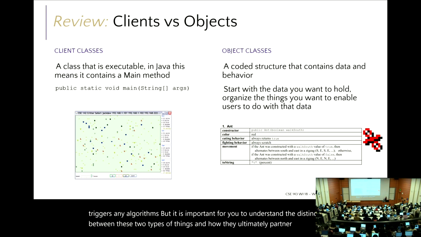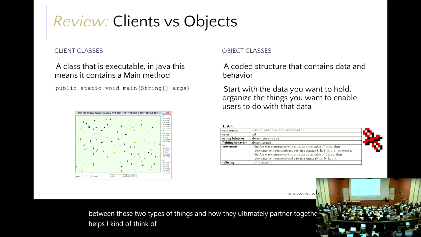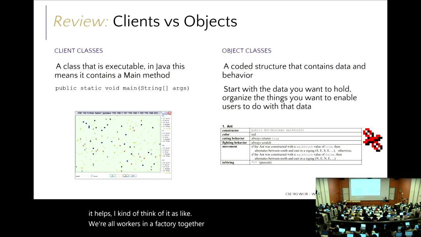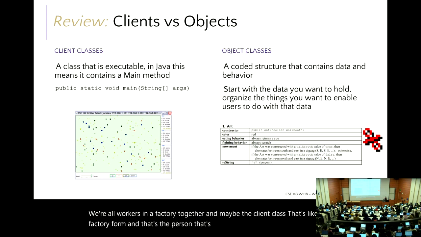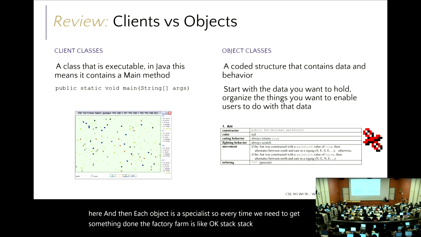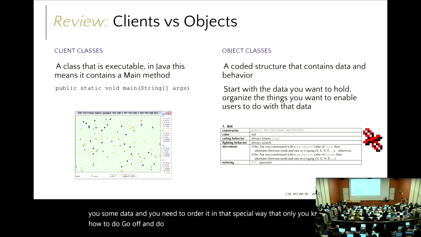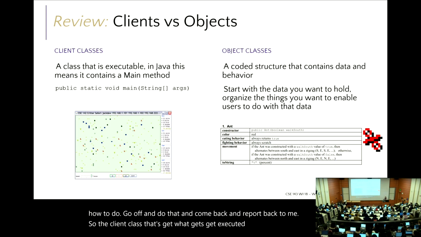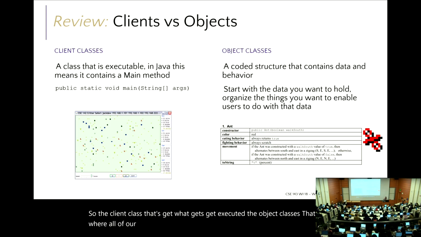If it helps, I kind of think of it as we're all workers in a factory together. And maybe the client class, that's the factory foreman. That's the person that's like, okay, what comes next? What goes here? And then each object is a specialist. So every time we need to get something done, the factory foreman says, okay, stack specialist, I need to give you some data and you need to order it in that special way that only you know how to do. Go off and do that and come back and report back to me. So the client class, that's what gets executed. The object classes, that's where all of our design happens.